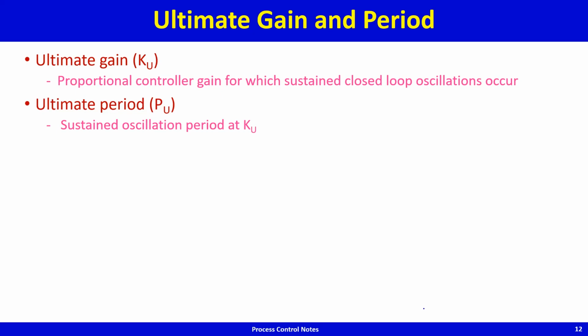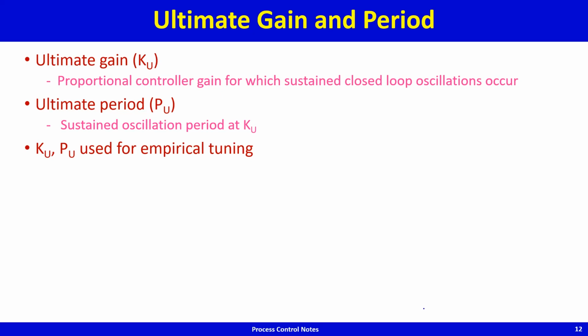And Ku, Pu sort of tell us that the gain should not exceed this value, because beyond this value you're going to get instability, so stay away. It draws a red line. And so Ku and Pu are used for empirical tuning. Empirical meaning experience based tuning.